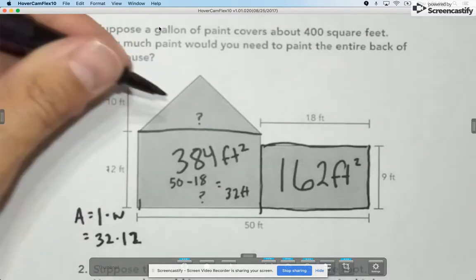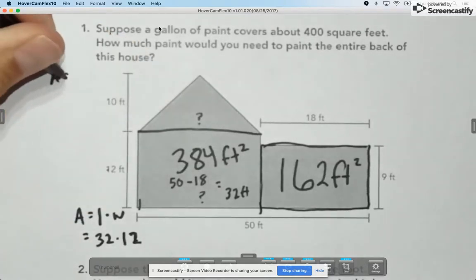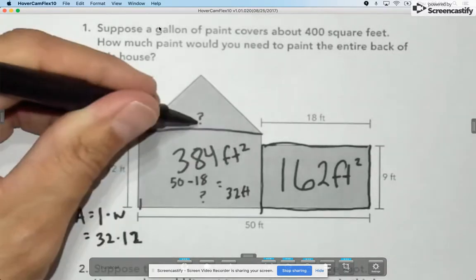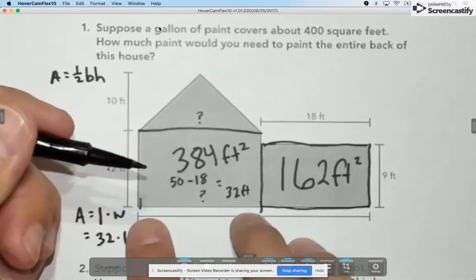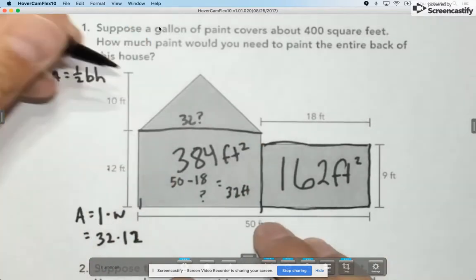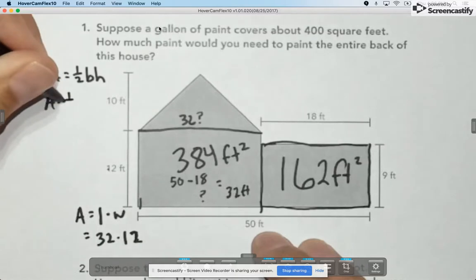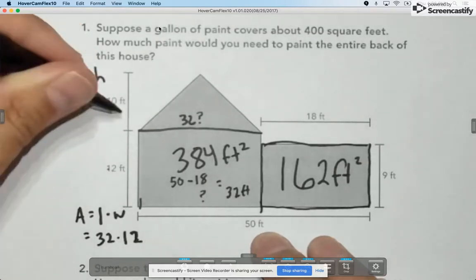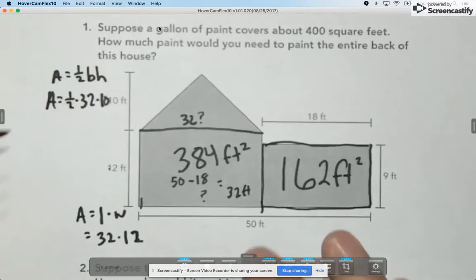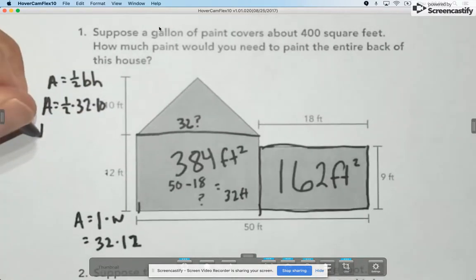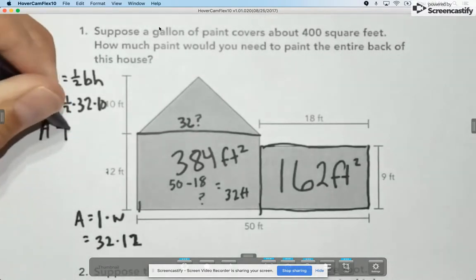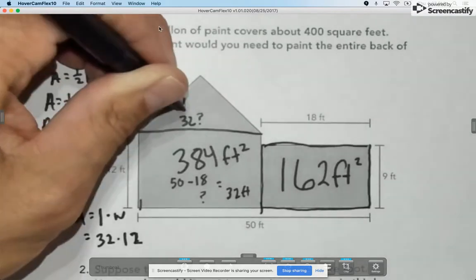The area for a triangle is going to be 1/2 of base times height. The base here is that question mark. It'll be the same as the 32 feet, so this would be 32 feet. So it would be 1/2 times 32 for the base and times 10 for the height. When I multiply that together, 32 times 10 is 320. Half of 320 is 160. And so it'd be 160 feet squared.